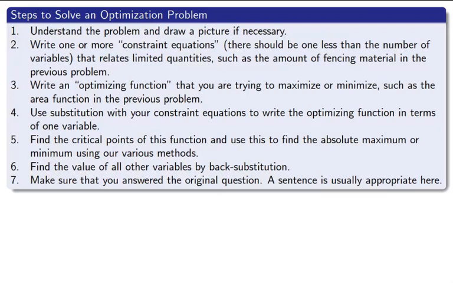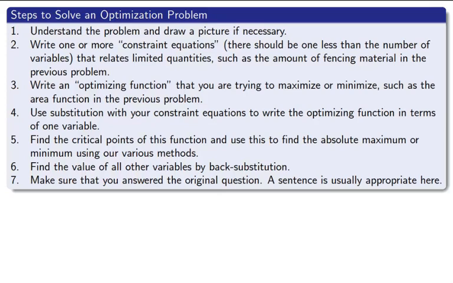In order for this to be a truly good optimization problem, with a single unique solution, you need to have one less constraint equation than the number of variables in your problem. I had length and width in my first example, and I had one equation for the perimeter. I had x and y for my second example, and I had one equation for the amount of fencing. So that's how we set it up. One less constraint than the number of variables.